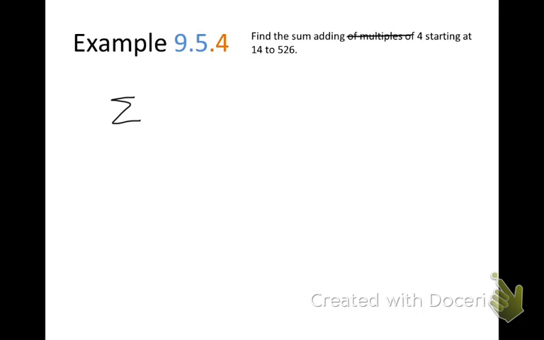So we know that we're doing an arithmetic sequence, k starting from 1, but do I know what n is again? I don't know how many terms I've added yet, right? I know that I'm starting at 14 and I'm adding multiples of 4, k minus 1. This formula is going to be n times the first term, which is 14, plus the last term, which is 526, divided by 2. So the only thing I don't know yet is n.